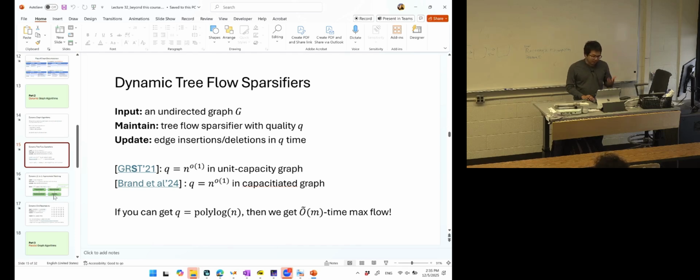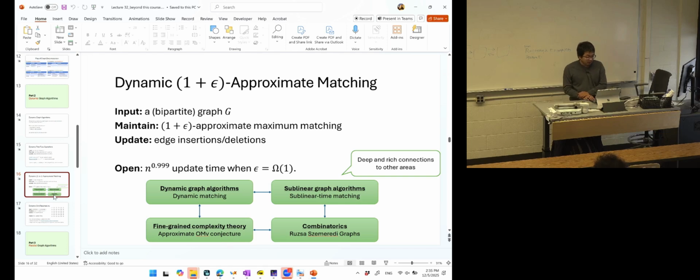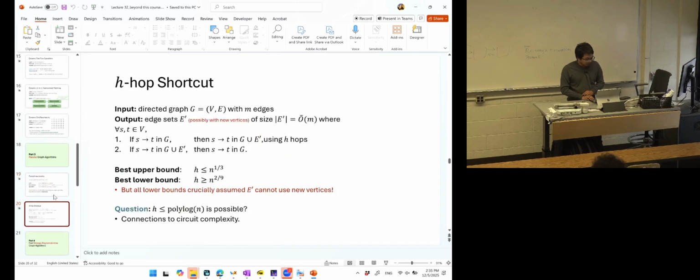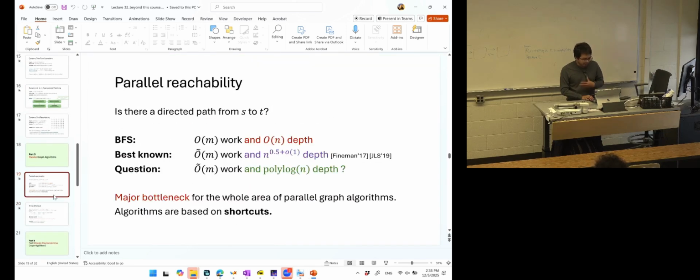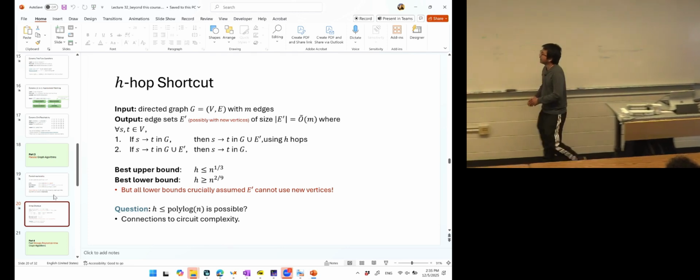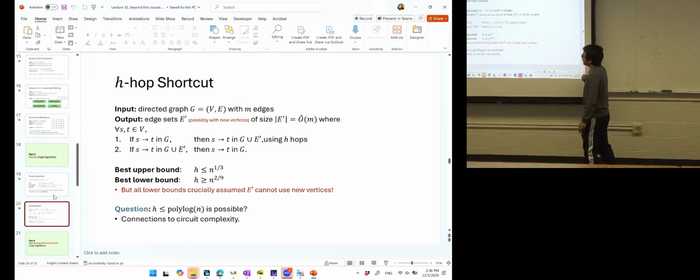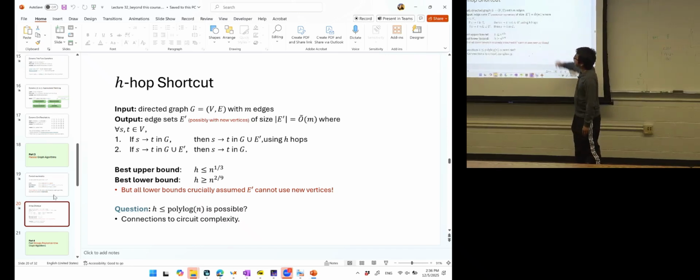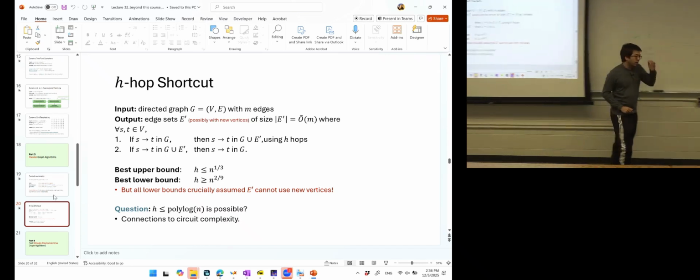Dynamic graph algorithm. This one is a really good problem. Matching or grid reachability, I asked this. And parallel reachability. That's a really big major bottleneck in the area of graph algorithms too. And the key combinatorial object that is behind all these problems is a shortcut. So we talk about that.